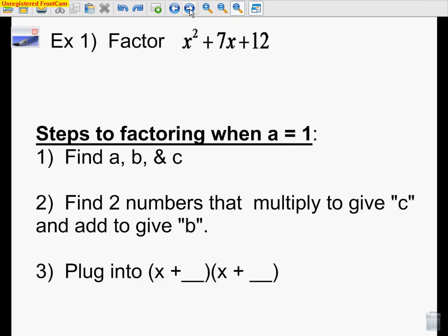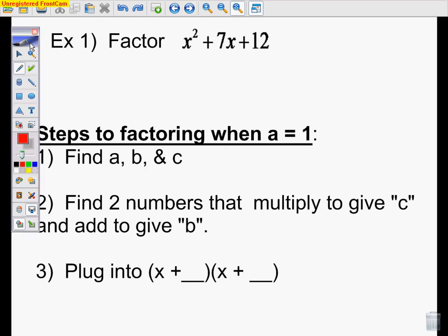Example 1, factor x squared plus 7x plus 12. Now when you're factoring this, and remember factoring is the opposite of distributing or foiling, there are some steps that you can go through. Steps to factor when a equals 1. First thing that you're going to do is find out a, b, and c.